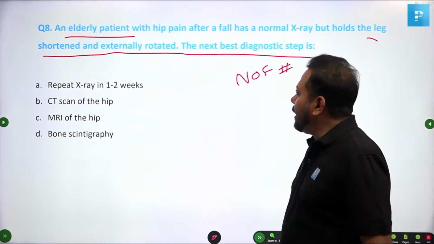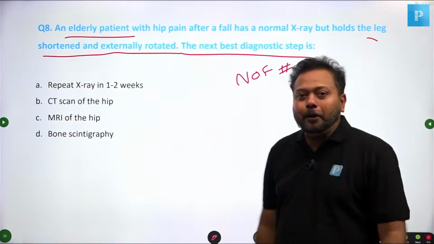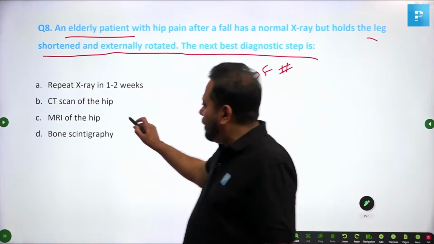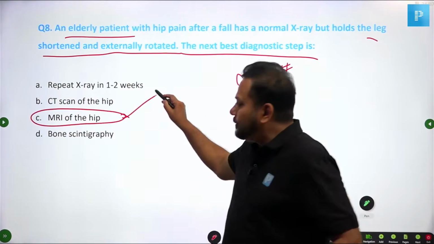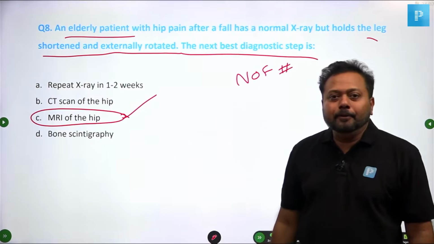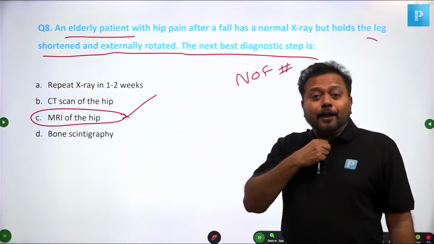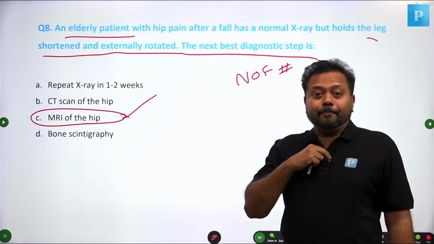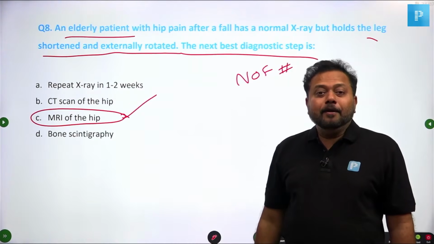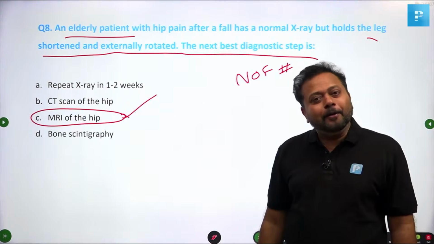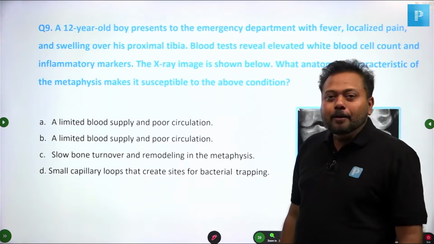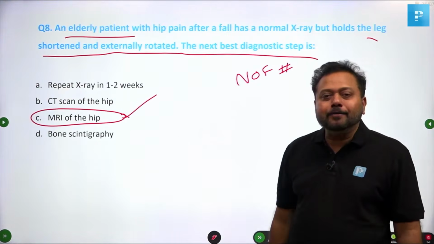So the question asked is the next best diagnostic step. This is MRI. The next best thing is MRI of the hip. Yes, because the complication of fracture neck of femur in an elderly is avascular necrosis with non-union. So the next best investigation is MRI.